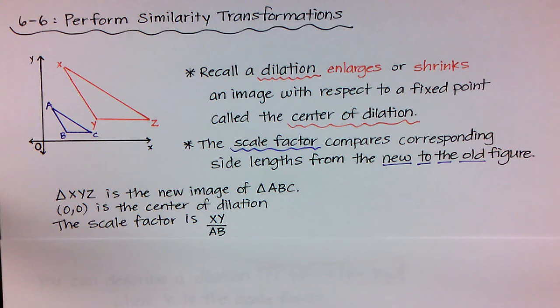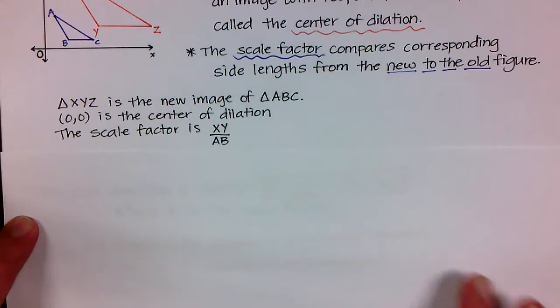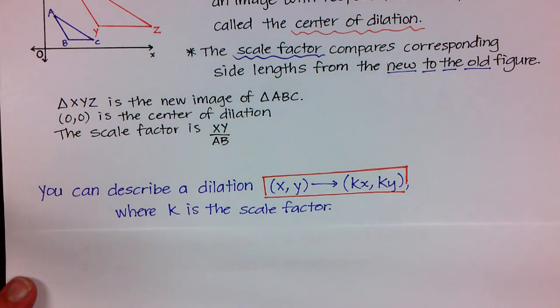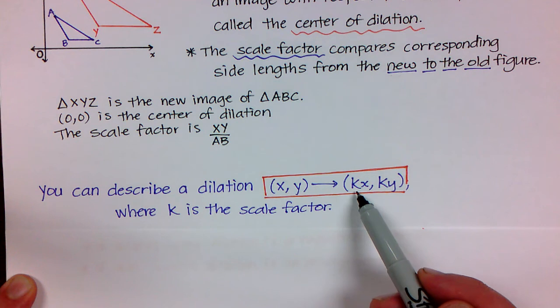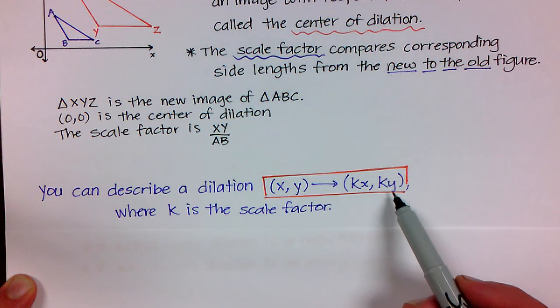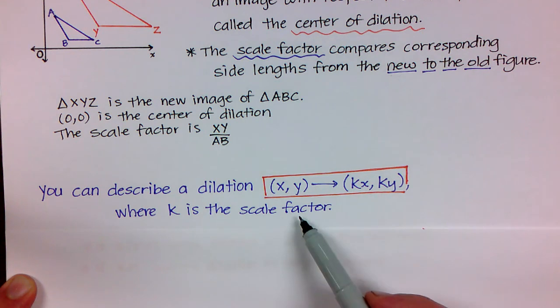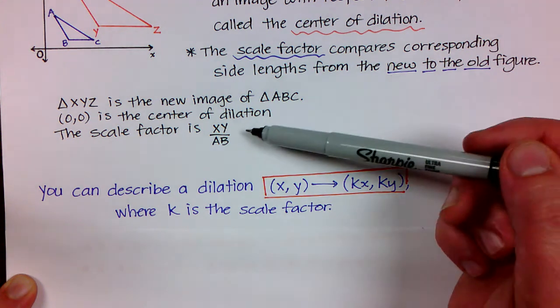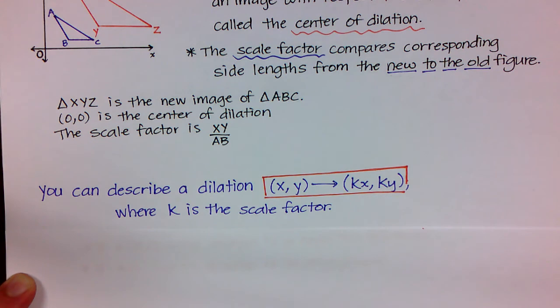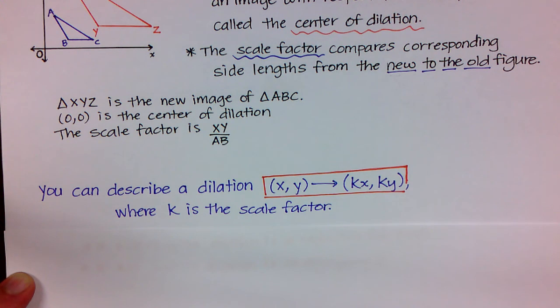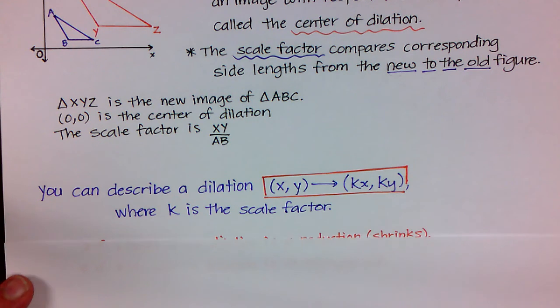So we actually have specific notation for all the points of a figure when we're doing a dilation. You can describe a dilation by saying if it's starting (x, y), now it's turning into (kx, ky), where k is the scale factor. For instance, if the scale factor is 2, this is now going to be 2x and 2y. It's going to basically double the size of it. Or it could be 1/2, which means it would make the new image half the size that it was before.